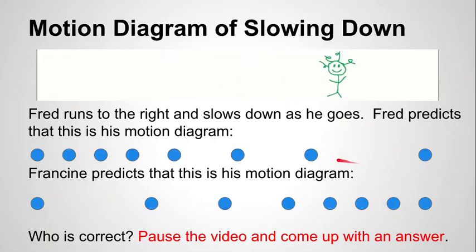All right, so now we have Fred running to the right and slowing down as he goes. He's going to predict that this is his motion diagram right here, this first one. We have dots that are close together, and they're spreading further and further apart over time. So that's his prediction for his motion diagram. Francine is going to predict that his motion diagram looks like this. His dots are far apart, and they're getting closer and closer together over time.